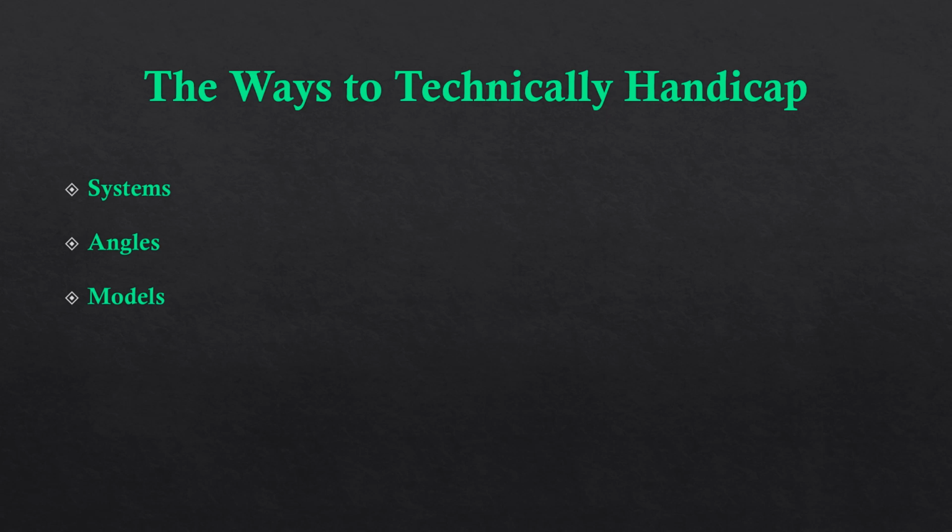So what are the ways to technically handicap? Well, usually there's three ways, and the first way is systems. Systems are patterns of events that can help you make a better guess about an outcome of a game. It looks at things like the past performance of each team, the weather, who's playing, and other things that might affect the outcome. But they are not specific to a particular team or player.